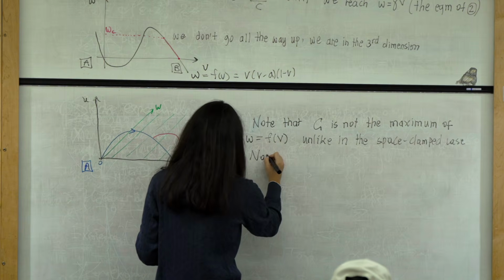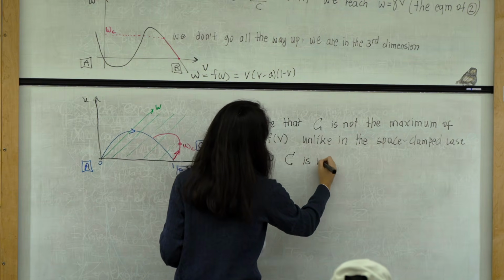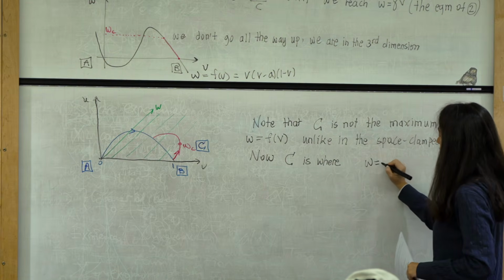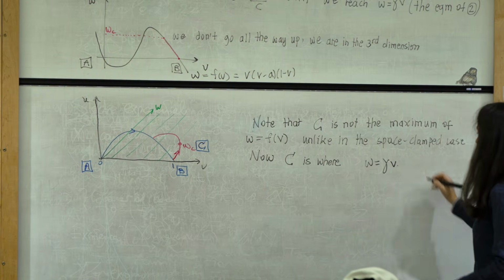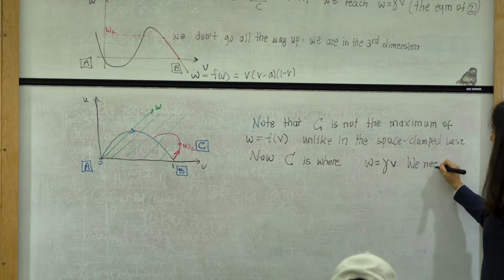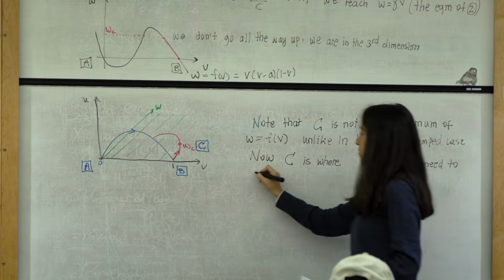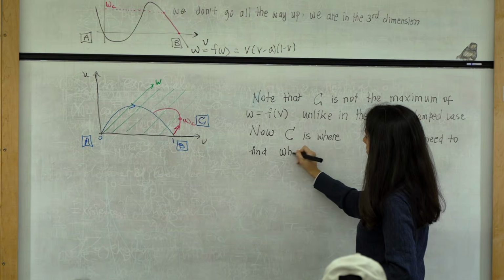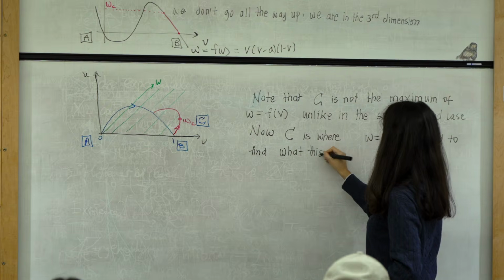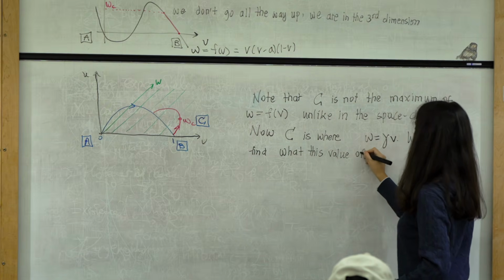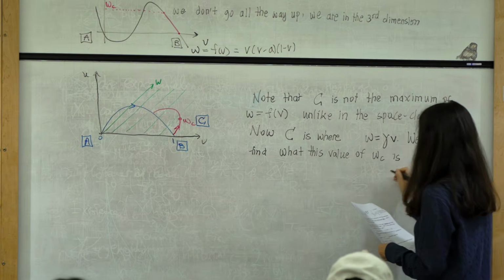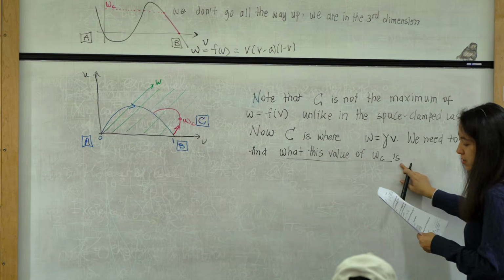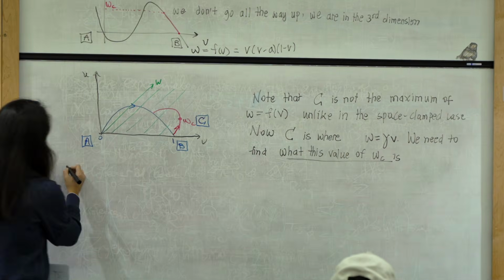Okay, so now the point C is where we have the W null-cline, which is exactly where W is equal to gamma V. And we need to find what this value of WC is. And this is exactly what I will do in the next stage. So that's region number 3.